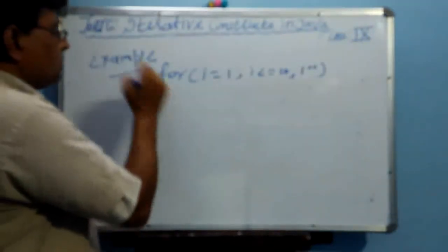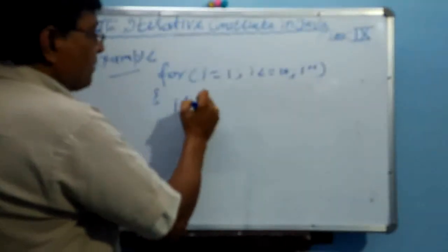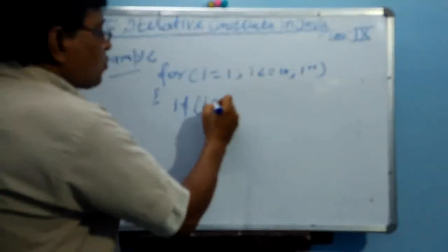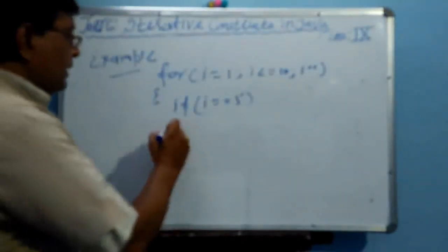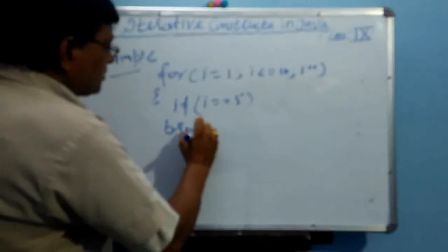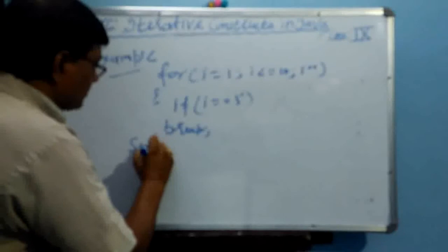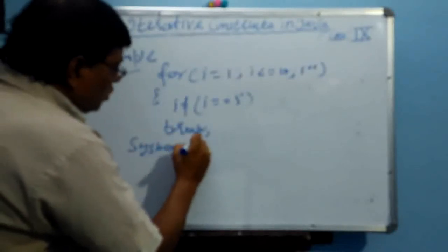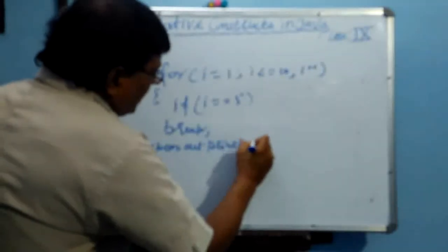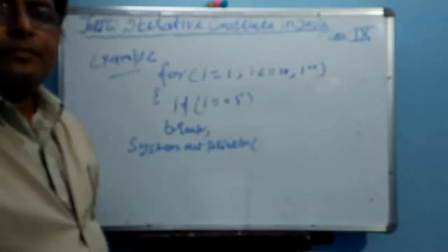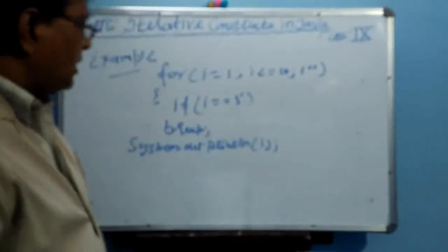Now if I equal to 5 then break, then System.out.println(I) and then close.